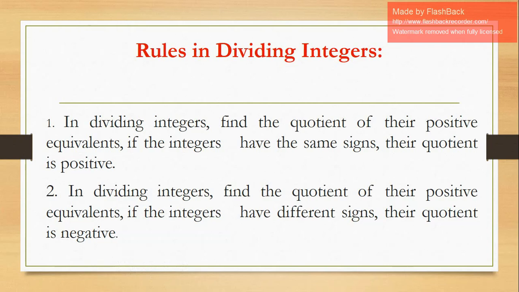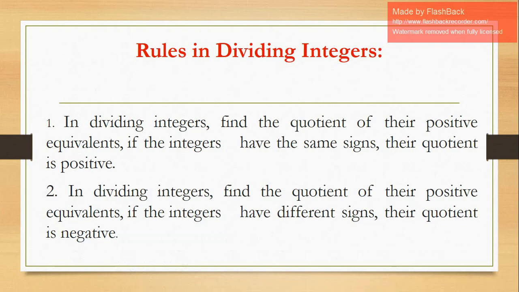In dividing integers, find the quotient of their positive equivalents. If the integers have the same signs, their quotient is positive. That is the first rule in dividing integers. So, same lang sila ng multiplication, ha? Same lang yung rules ng dividing is same with the rule of multiplication.